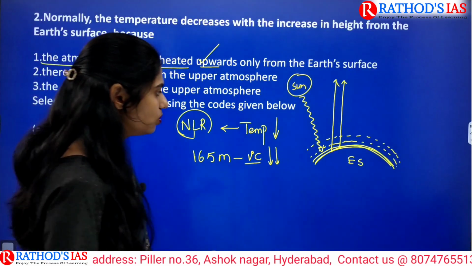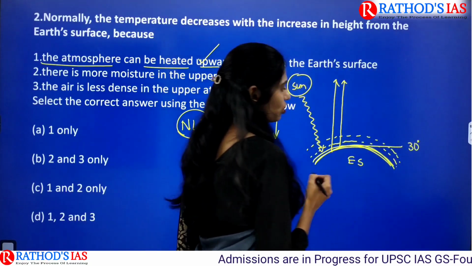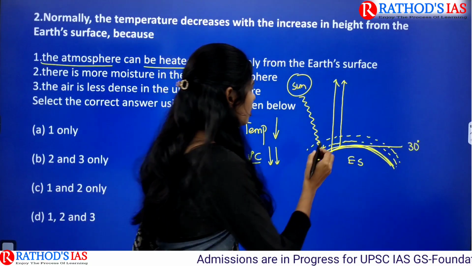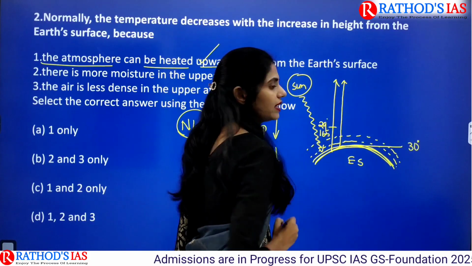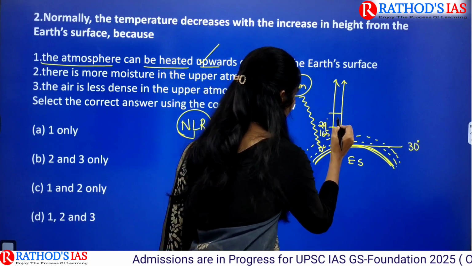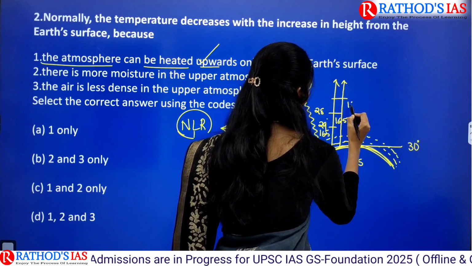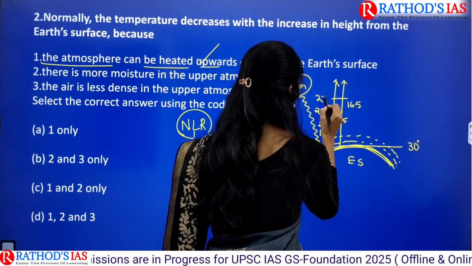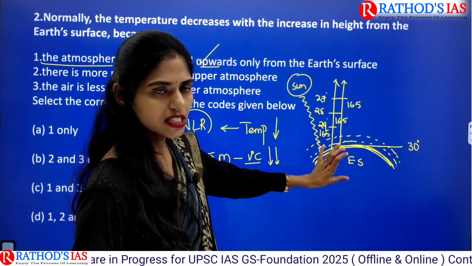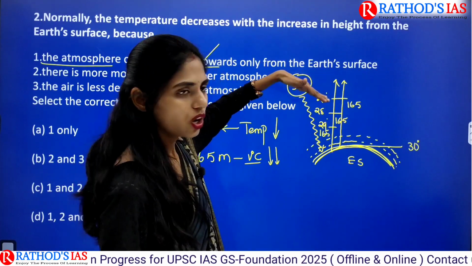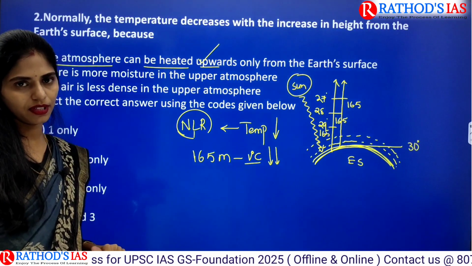So I'll explain. For example, let us take a temperature of 30 degrees centigrade at the earth's surface. If you move up 165 meters, it will be 29 degrees centigrade. Moving again 165 meters, it will be 28 degrees centigrade, and moving another 165 meters, we have 27 degrees centigrade. So we can see high temperature at the earth's surface, and if you increase the height, the temperature decreases because of this normal lapse rate.